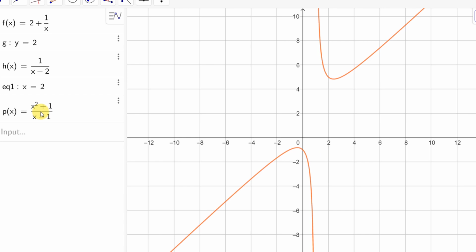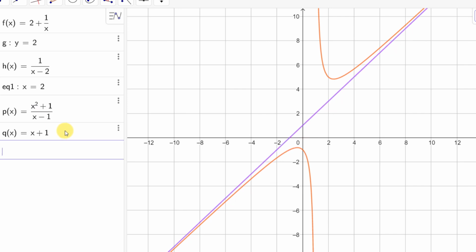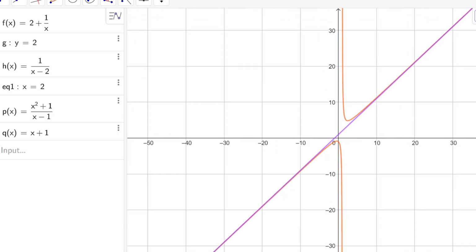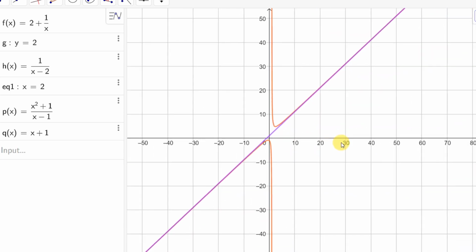And if you have a function like this, x squared plus 1 divided by x minus 1, for example, you also have asymptotes. And the asymptote in this case will be this line, x plus 1. Because if you zoom out, you see that our function approaches this straight line when x goes to plus and minus infinity. So again, we can investigate asymptotes by looking at limits of functions.